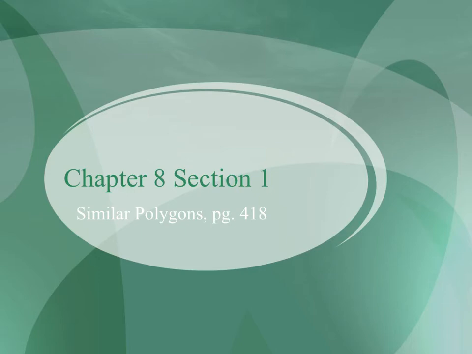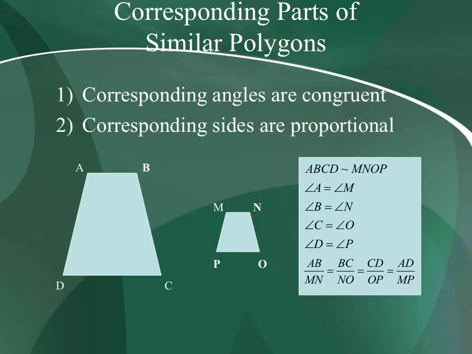Okay, so we're going to cover Chapter 8, Section 1, and this is going to be on similar polygons. So the first thing that we need to do is understand that similar polygons have corresponding parts, and those corresponding parts will be that their angles are congruent, but their sides are going to be proportional. And the symbol for similar is this wave looking thing here, right here in between. So it's like what's on top of the congruent symbol. So it's a little wave.